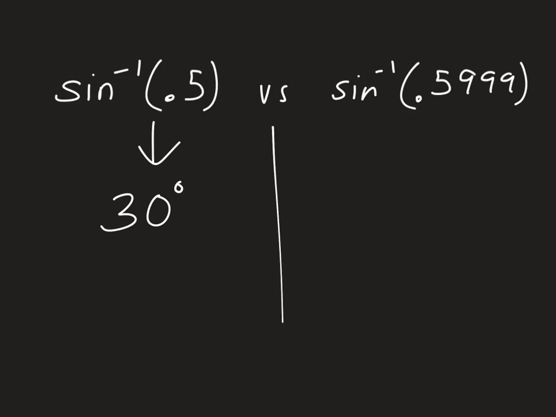When I plug in the inverse sine of 0.5999, I actually get 36.86 degrees. So that is almost 7 degrees different. And if I'm building a bridge, building a building, then that's going to be a huge deal. If I make something that's 7 degrees off, everything is going to completely fall apart. And so when we are taking the inverse sine or the inverse of any trig function, we do want to make sure that we are accurate to 4 decimals when you are plugging in the thing you're taking the inverse of.